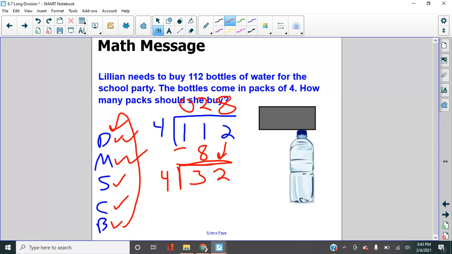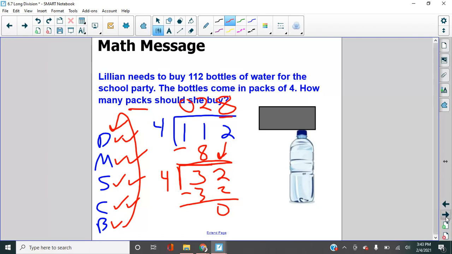Divide. Now multiply. 8 times 4 is 32. Hey, this one's going to be no remainder. Also, that's nice. And check. Nothing left to bring down. How many packs should she buy? Our complete answer, she should buy 28 packs of water, right?